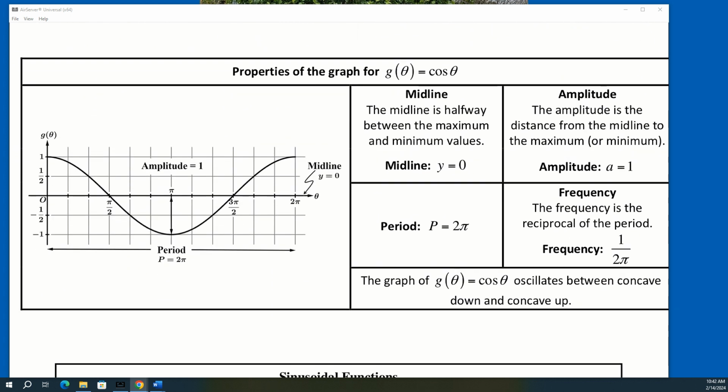All right, and the information is going to be the same. The midline of this one is still the line y equals 0. The amplitude is still 1. The period is 2 pi, and the frequency is 1 over 2 pi. And it's also oscillating between concave down and concave up.